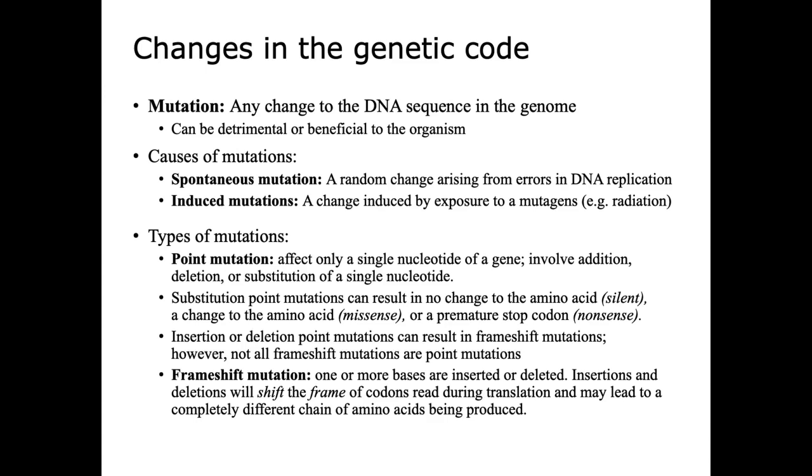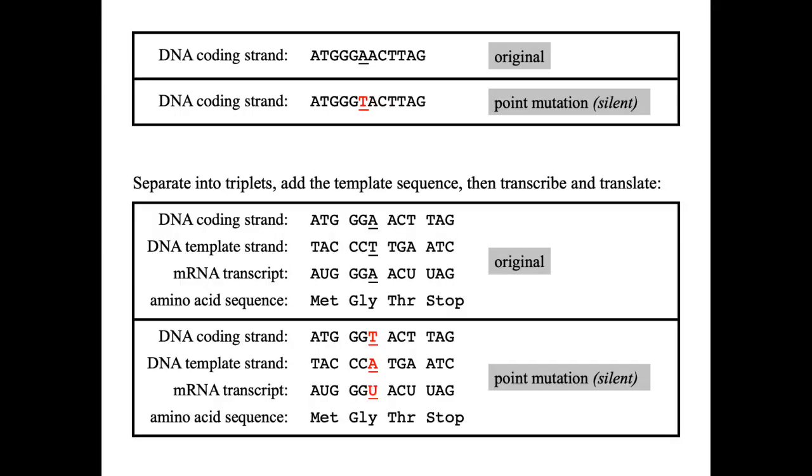Let's move on to some practical examples of substitution point mutations. What we have here is an example of a silent mutation. Up top we've got our original DNA sequence, that's the sequence on a coding strand. And right below that is our mutated sequence, also on the coding strand. We can see highlighted here in red, this A has been swapped with a T, substituted for a T.